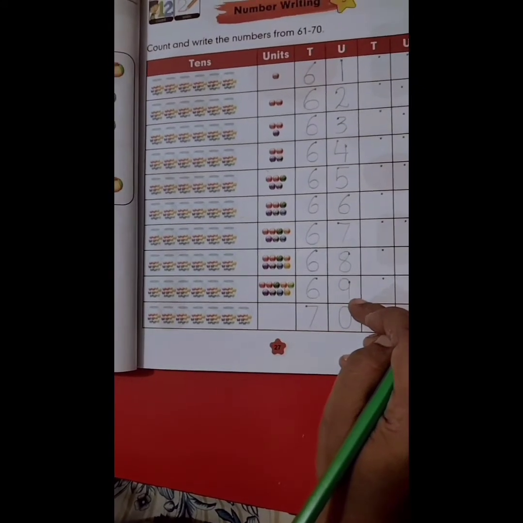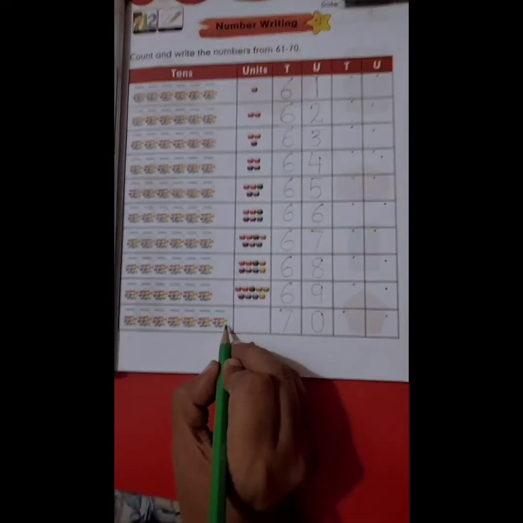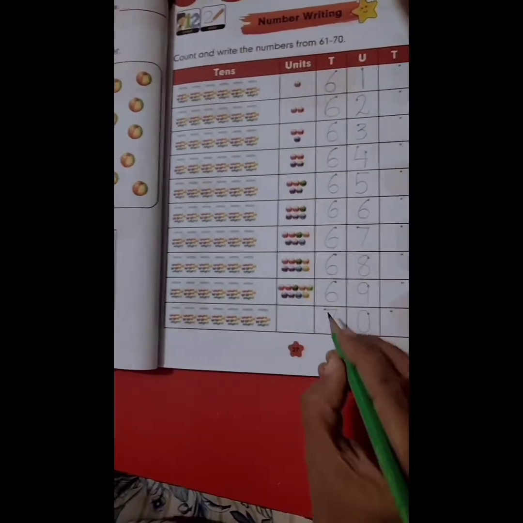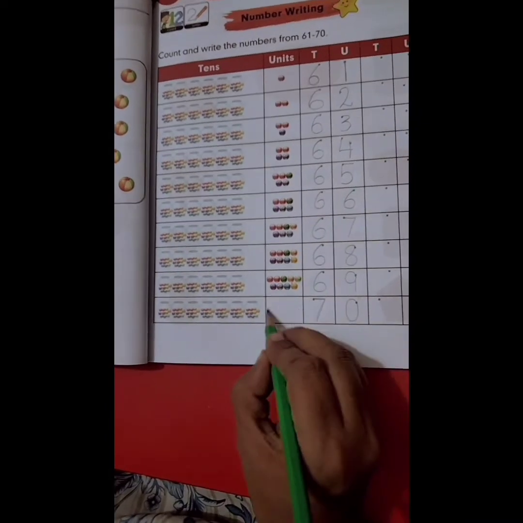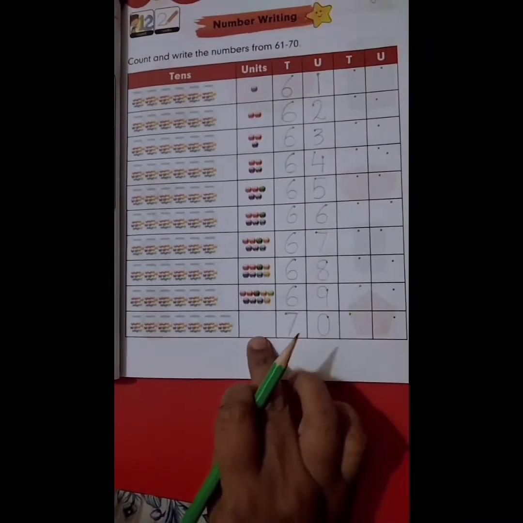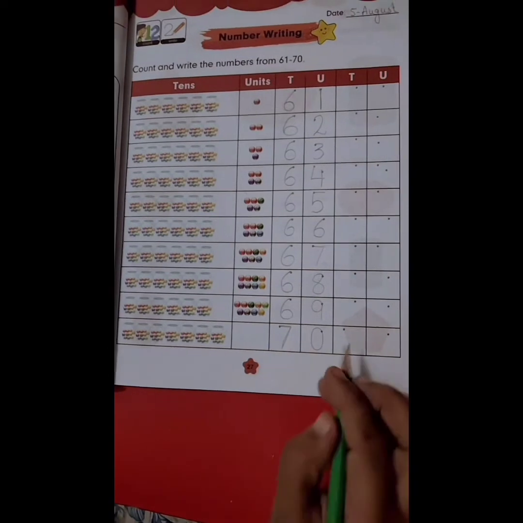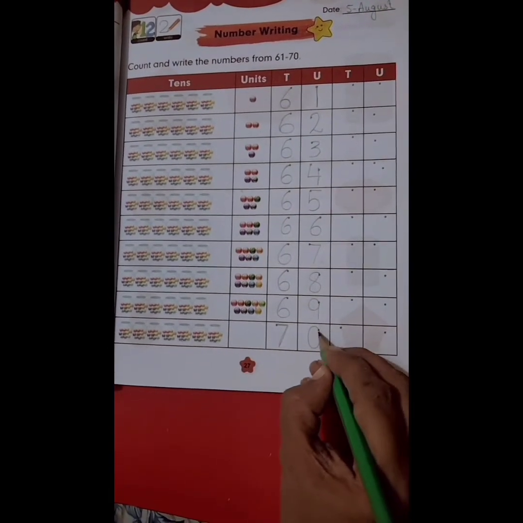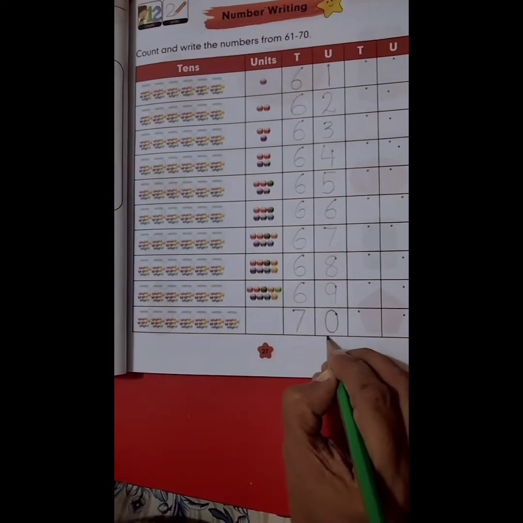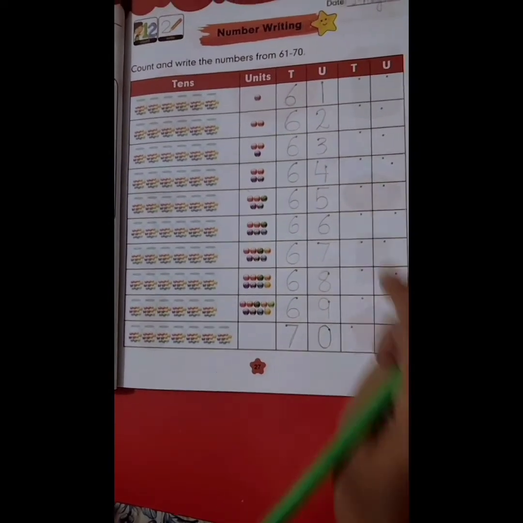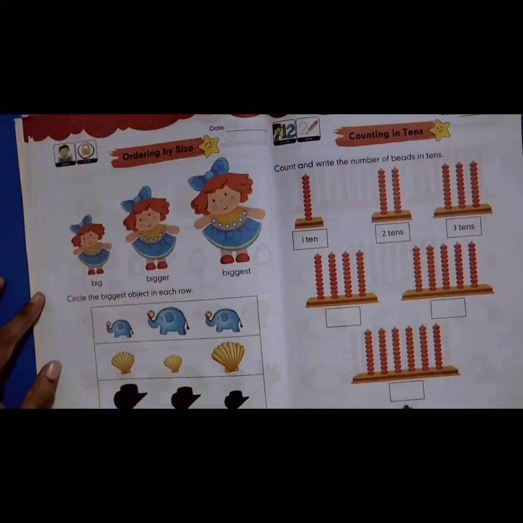70. Yes. First we have to count the tens. 1, 2, 3, 4, 5, 6, 7. So we have to write here 7. There is nothing in the unit column. So it means we have to write 0 in the unit column. It becomes 70. Rest of all, do it by yourself.